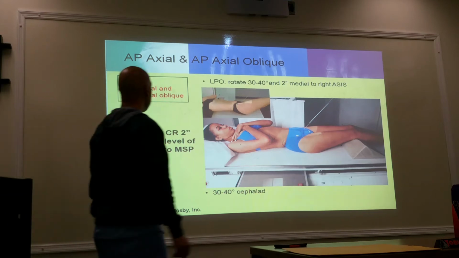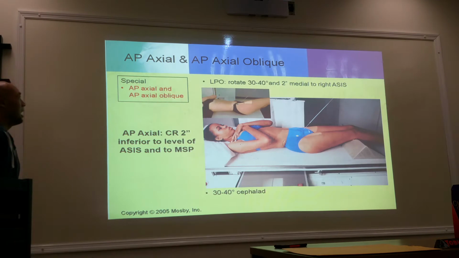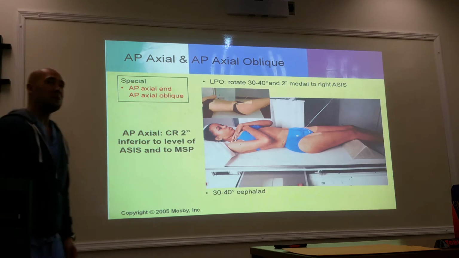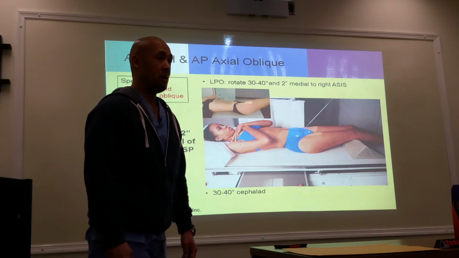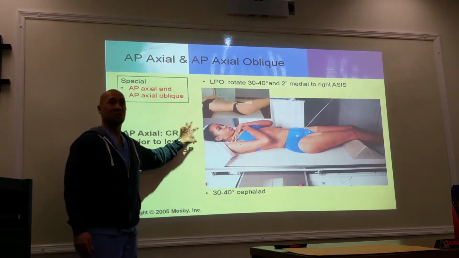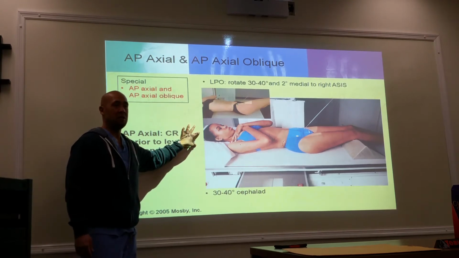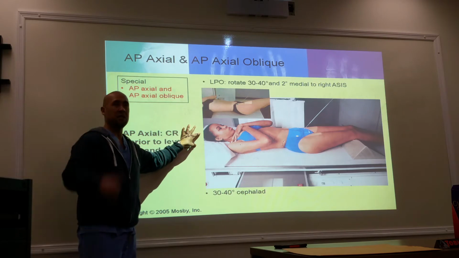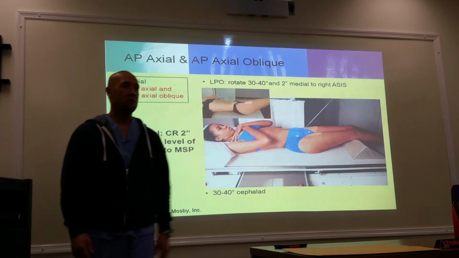Here is an AP axial and AP axial oblique. This is also known as the butterfly view. So when somebody says, give me a butterfly view, this is what it is. It's an AP axial or a PA axial. Axial meaning that there's a tube angulation, right? So when they say butterfly, this is what they're referring to.